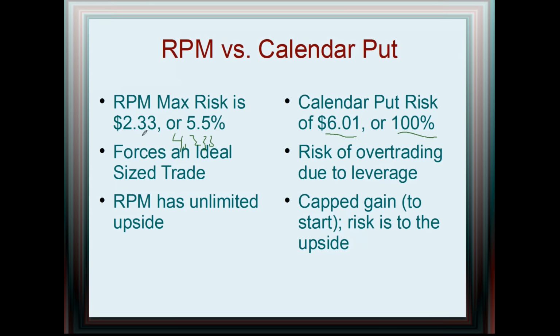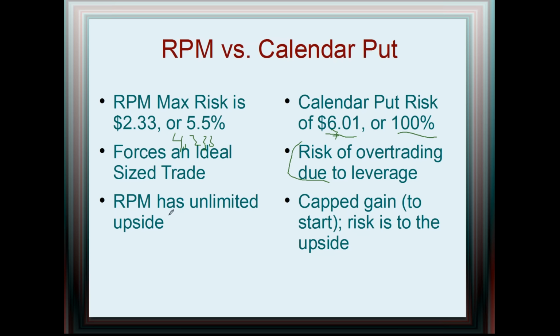The RPM forces an ideal size trade. We saw that if I use 200 shares, I'm only risking 1% or less of my $40,000 trading capital. Here with the calendar put, you might be disciplined to only enter in one contract, but this comes with the risk of over trading. You see me open a fusion position where I allocated $4,200. You decide to do it with a calendar put and only invested $6 per risk or $6 debit. But this allows you to trade up to 7 contracts to allocate the same $4,200 into the trade, but now you're risking 100% of that $4,200.